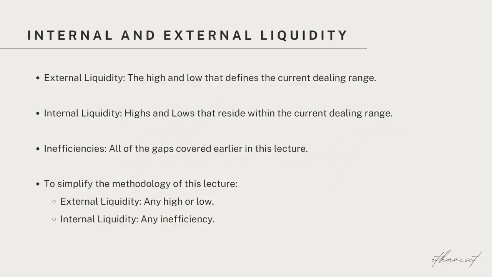For the sake of simplification, I refer to external range liquidity as any high or low, and internal range liquidity as any inefficiency. When there are multiple inefficiencies, the premium inefficiency when bearish and discounted inefficiency when bullish will always be higher probability, although it may not always revisit them. I determine which gaps are going to be left open based on time, displacement, RDRBs, and market maker models.